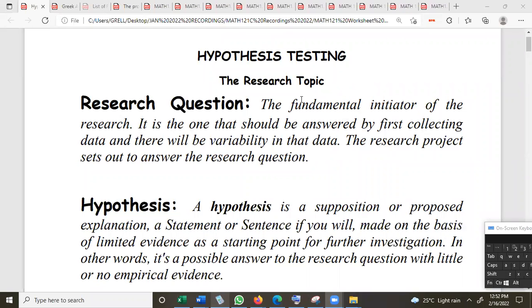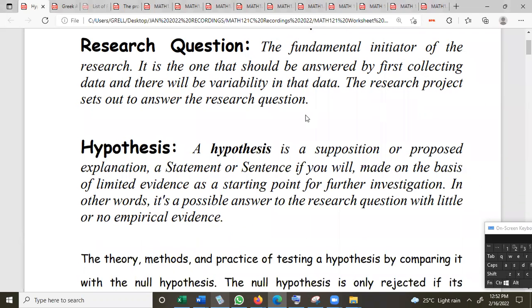Hypothesis testing. The research topic. Research question. The fundamental initiator of the research. It is the one that should be answered by first collecting data, and there will be variability in that data. The research project sets out to answer the research question.